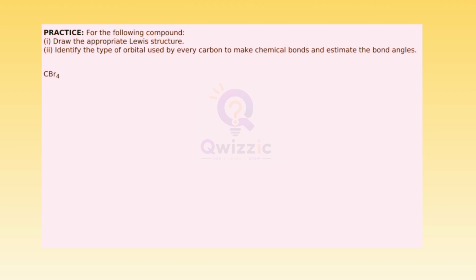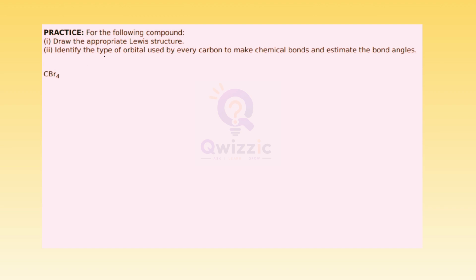Alright, hi everyone. So for the following compound, number 1, draw the appropriate Lewis structure, and number 2, identify the type of orbital used by every carbon to make chemical bonds and estimate the bond angles. So let's start with number 1, drawing our Lewis structure.